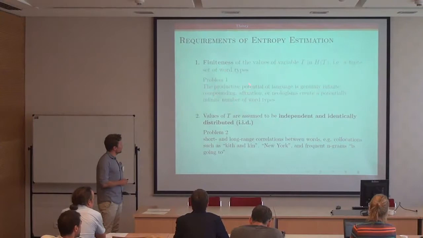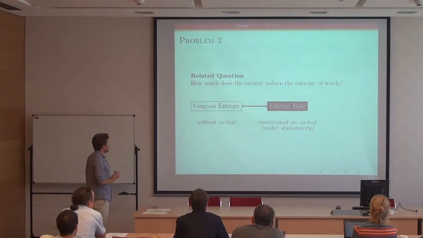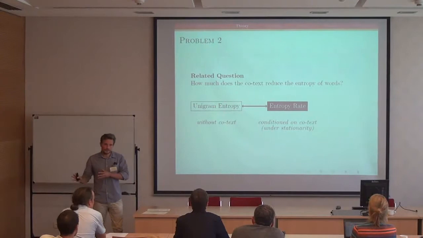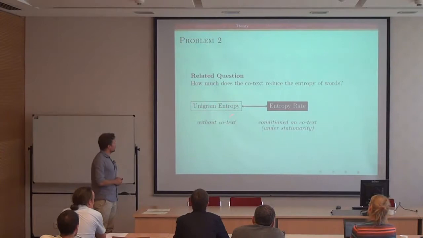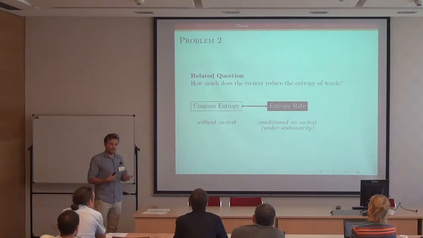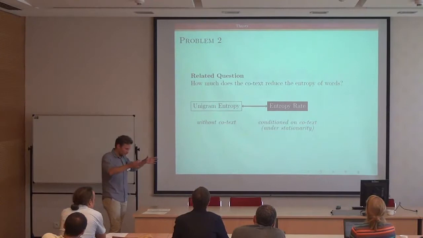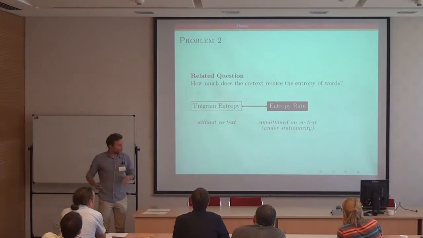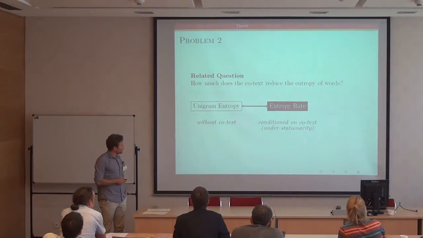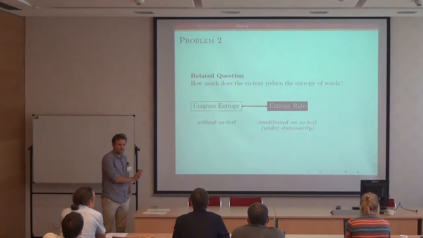And actually, now I want to talk a little bit more about this issue. We have done some stabilization analyses here as well in the paper, but I think this is more interesting in our case. So a related question is, how much does the preceding context text in a corpus reduce the entropy of the word? If you take unigram entropy, you would assume that this is without context, or you could also randomize word order. And then you would get the simple unigram entropy, and the entropy rate is supposed to be, under stationarity, so if you assume that chunks of text have similar properties across the bigger corpus, then the entropy rate is the entropy of a word conditioned on the preceding context, as we construe it.